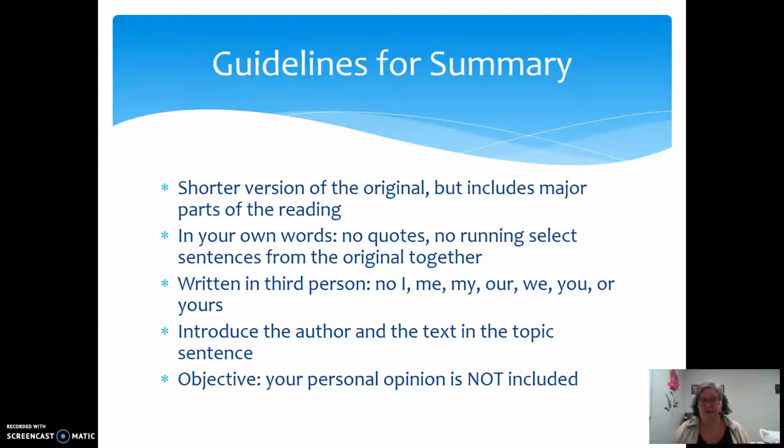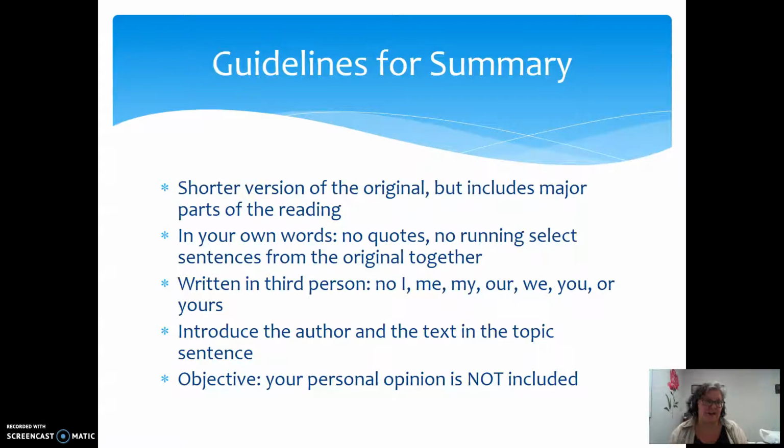It's a signal phrase. It tells your readers who your author was, what the article title or the chapter title was, and what the main idea of that was. All right, and that should be right at the very beginning, the first sentence of your summaries. And this should be objective.